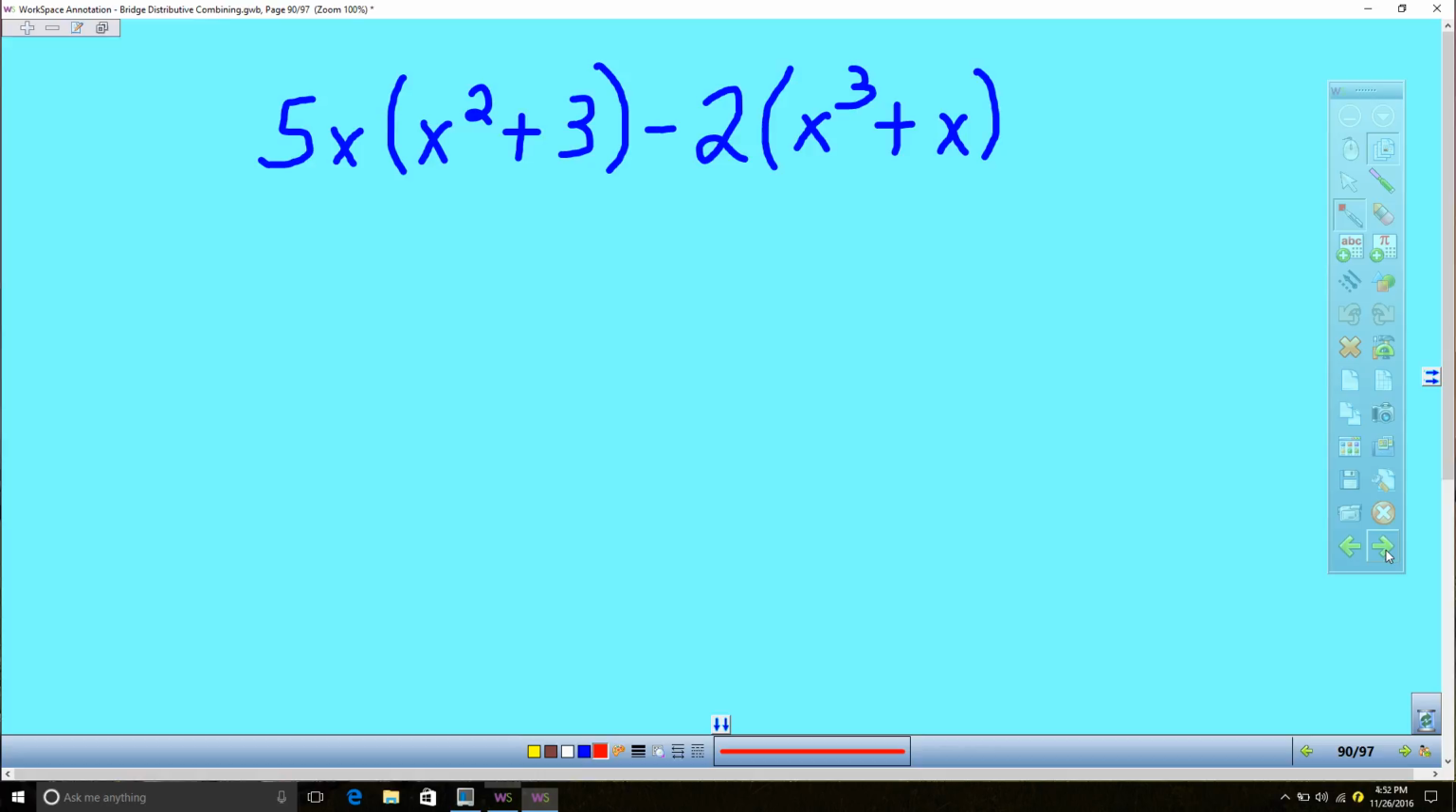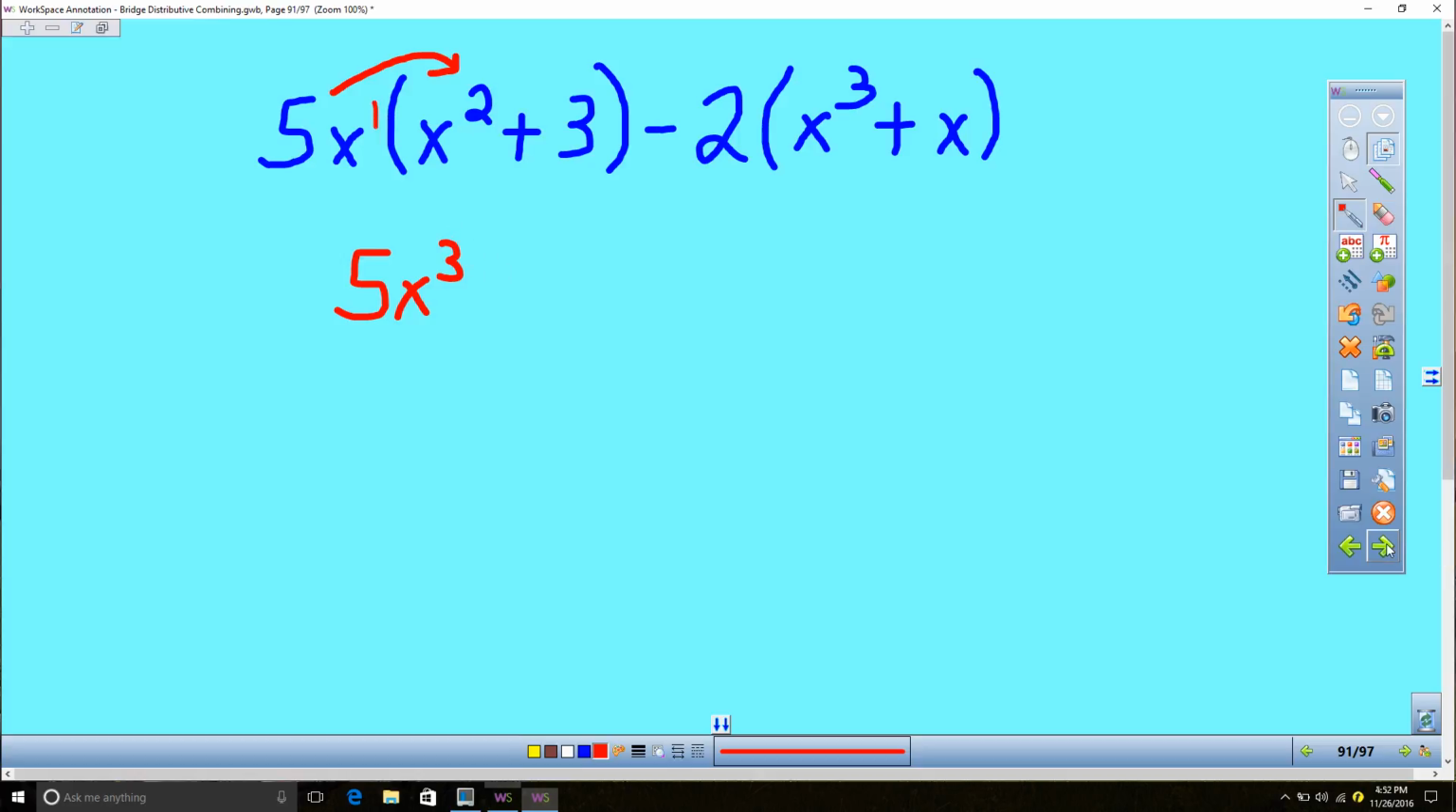Now here notice I'm going to be dealing with exponents, because when you multiply a 5x times an x squared, now you can multiply an x times an x squared. You can't add an x to an x squared, but you can multiply anything. So how do you multiply an x times an x squared? You just add the exponents. So an x to the first power times an x to the second power gives an x to the 1 plus 2, which is a 3.